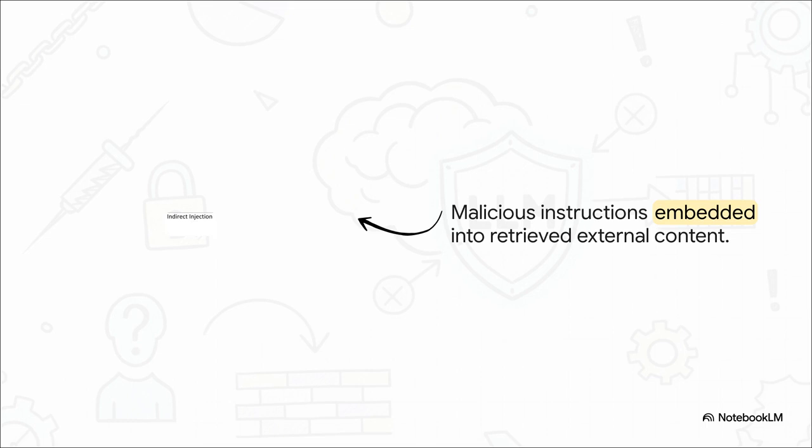Then we have indirect prompt injection, which is far more insidious. In this scenario, malicious instructions are cleverly embedded into external content that your system retrieves and injects into the model's context. Think of a document in your knowledge base, a random web page the model is summarizing, or even the result of an API tool call. The vital detail to grasp here is that the user never actually sends the attack directly. Your system fetches it on its own.